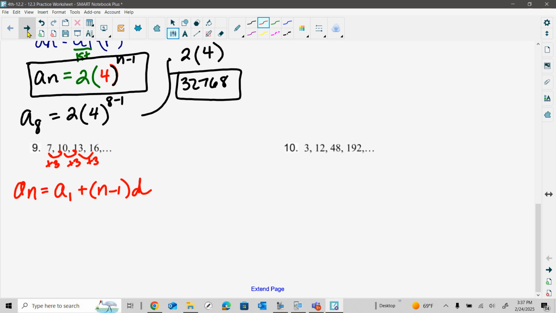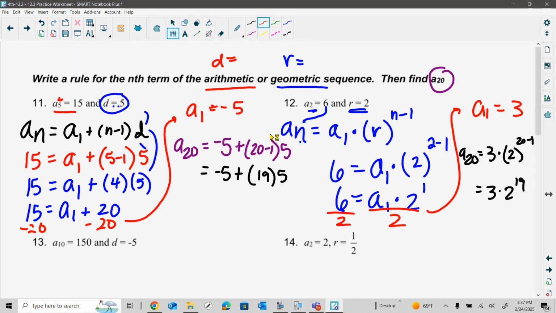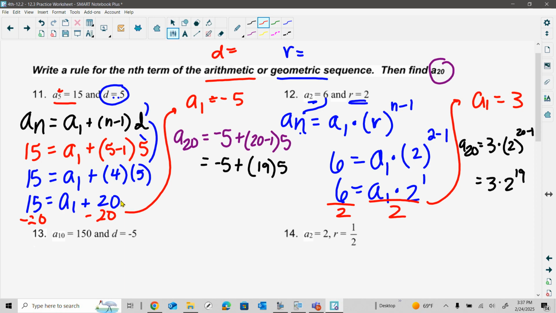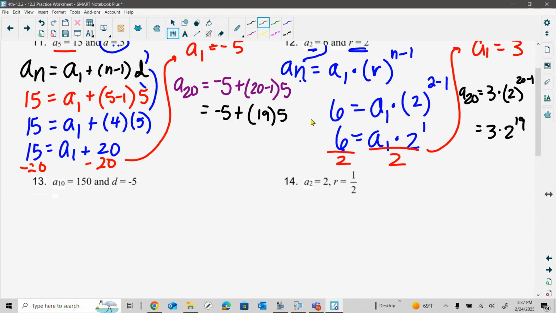All right, now on the back here, they wanted you to write the rule, the explicit rule, for the arithmetic and the geometric. If I see d equals, that lets me know it's arithmetic versus r equals. So we did 11, 12, so let me just kind of recap on 13 here. I see d equals -5, so that lets me know it's an arithmetic sequence, excuse me, a sub n equals a sub 1 plus the n minus 1 times d.